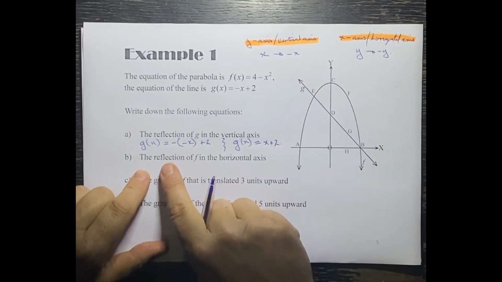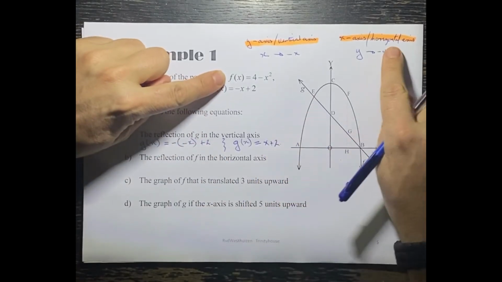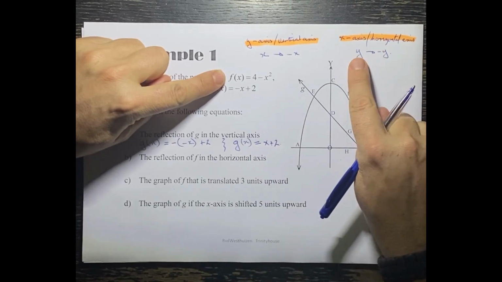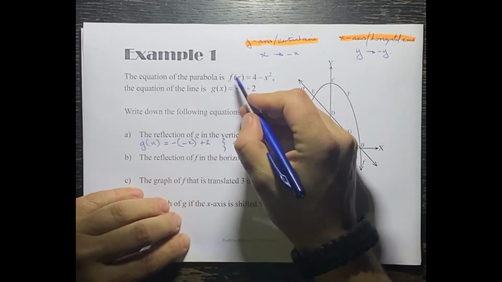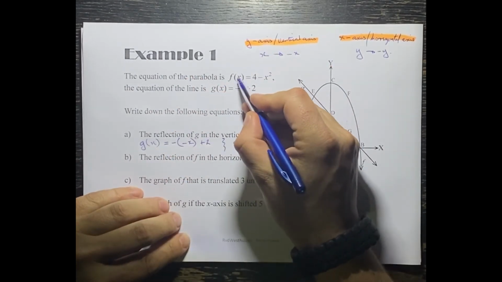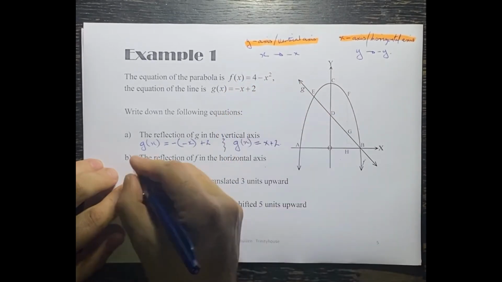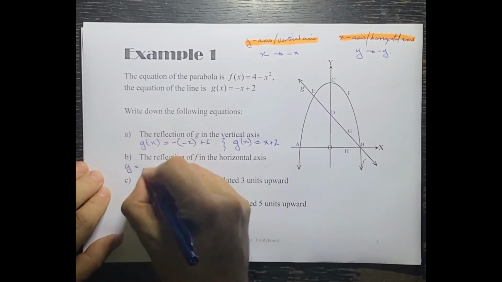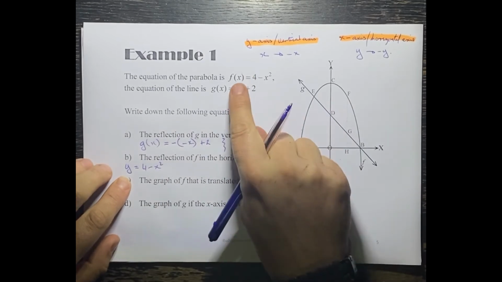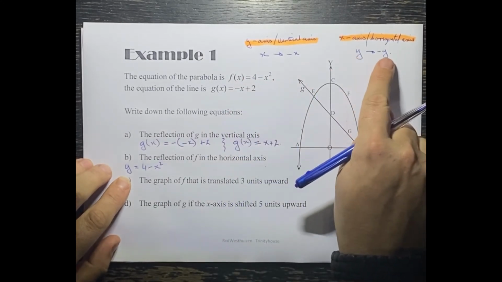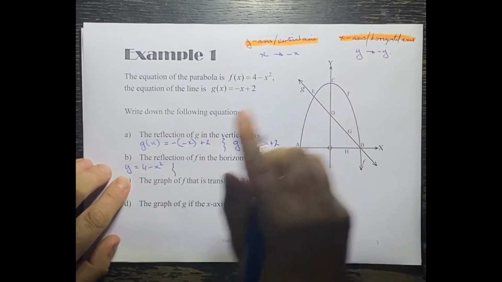Then the reflection of f in the horizontal axis. So we are reflecting this one in the horizontal, and what changes? Our y goes to minus y. Now just remember, grade 10s, with these function notations, these things are y. So f of x is y, g of x is y. So what I'm going to do is rewrite this equation as y is equal to 4 minus x squared. It's exactly the same thing. The reason why I'm doing that is because my y is going to change its sign. So you can see here, y goes to minus y.